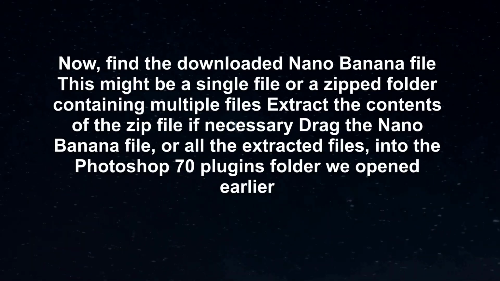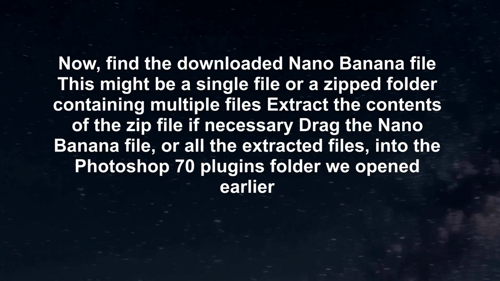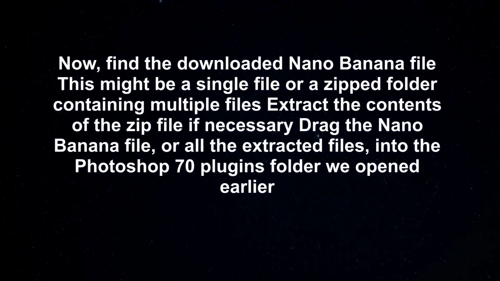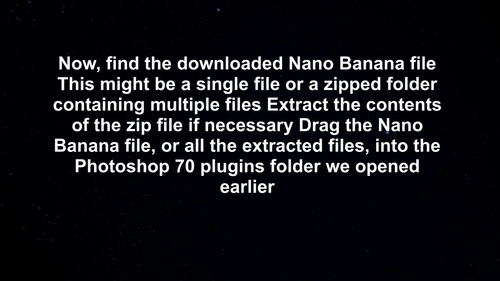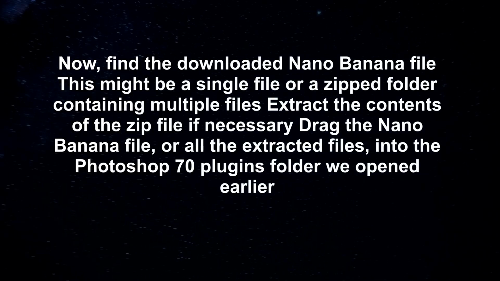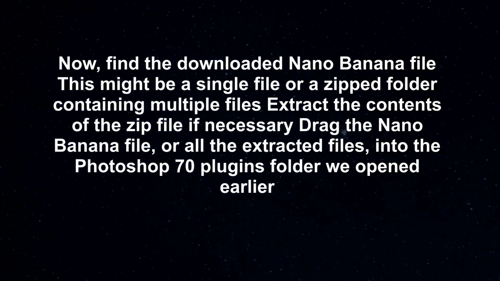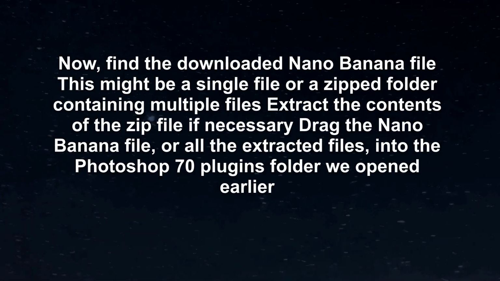Now, find the downloaded Nano Banana file. This might be a single file or a zipped folder containing multiple files. Extract the contents of the zip file if necessary. Drag the Nano Banana file, or all the extracted files, into the Photoshop 70 plugins folder we opened earlier.